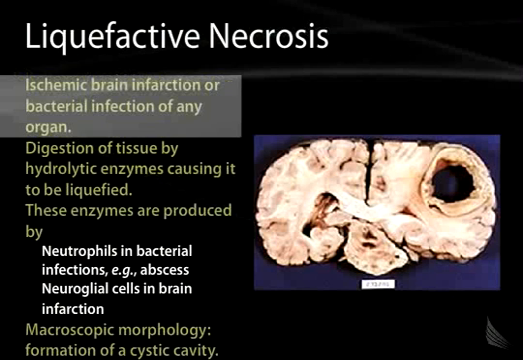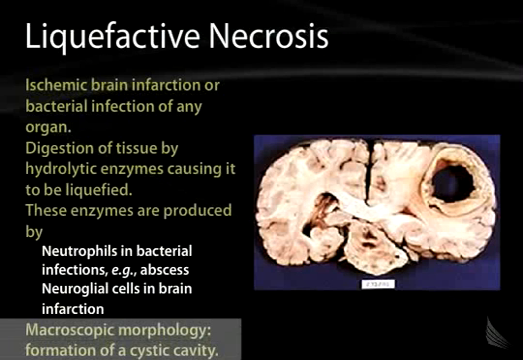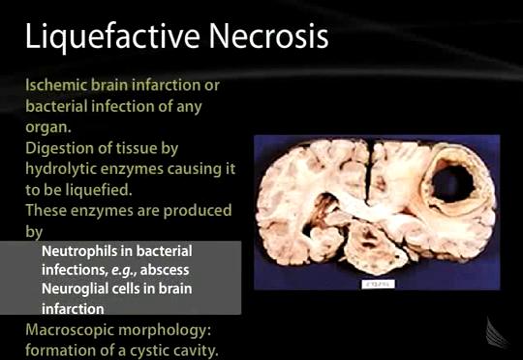Now, another type of necrosis is liquefactive necrosis. This is the kind of necrosis that you get either in an ischemic brain infarction, where you have hypoxia of brain tissue, as shown at the right, or by bacterial infection with inflammation of any organ. The reason you get liquefactive necrosis is you get digestion of the tissue by hydrolytic enzymes, and that causes the tissue to become liquefied, and then the liquefied tissue is consumed by macrophages, leaving a cystic cavity behind. Now, these enzymes which digest the tissue are produced by neutrophils and macrophages in bacterial infections, for example, an abscess, or by neuroglial cells in the brain, in the case of central nervous system hypoxia or infarction.